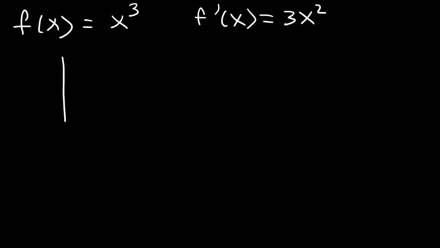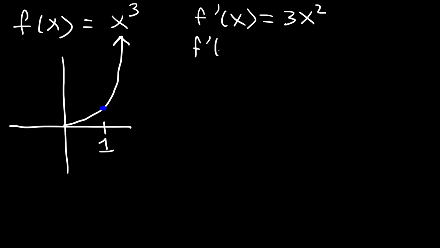Now if we were to graph x cubed, I'm just going to focus on the right side of x cubed. It's going to look like this. And let's say at this value, x is equal to 1. What is the slope of the tangent line when x is 1? To find it, all you need to do is plug in 1 into the derivative. So f prime of 1 is equal to 3.